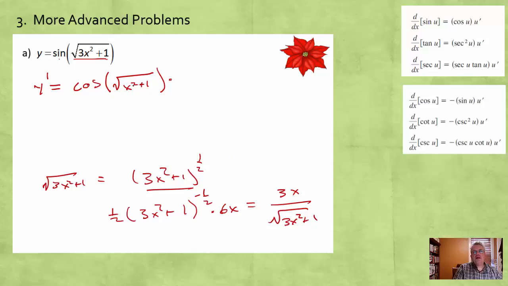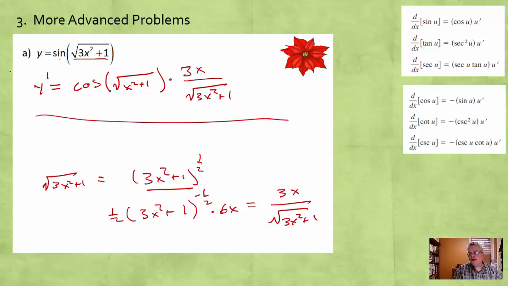Okay, so all of that was to find the derivative of this. We have cosine evaluated here times the derivative of that, which we worked hard to find, is 3x over square root of 3x squared plus 1. All right, I'm going to leave it like that. So sometimes you got to do a little work on the side. We get to a point where we know we need a derivative of something complicated. Use a little scratch paper.